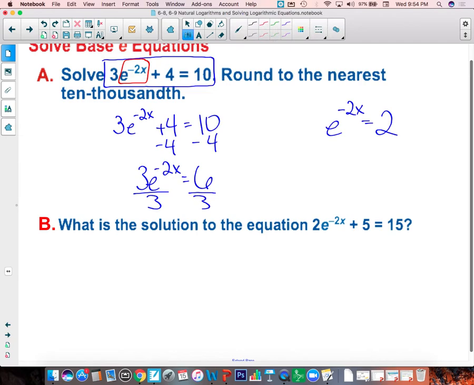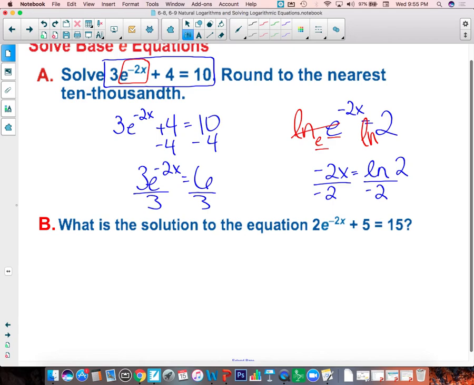Rather than yesterday when we took the log of both sides, now I'm taking the natural log of both sides. Remember what I showed you earlier in the video: natural log is base e. If I have the same base as the number inside the logarithm, then that whole thing cancels out and I'm left with just what was there. So I have negative 2x equals natural log of 2. That really simplified the equation, and I just divide by negative 2.